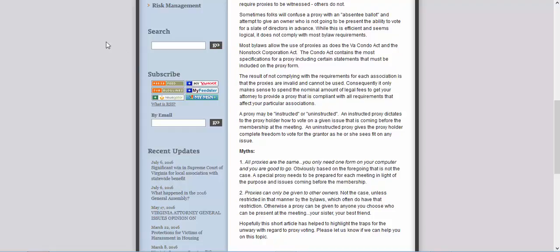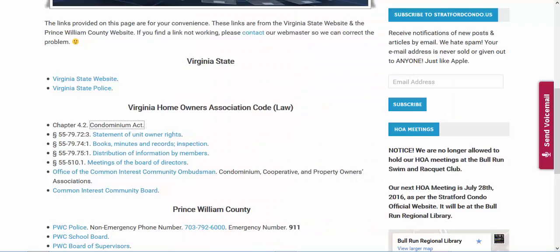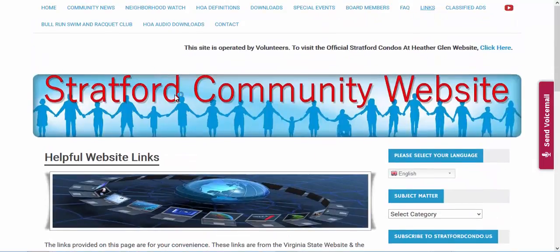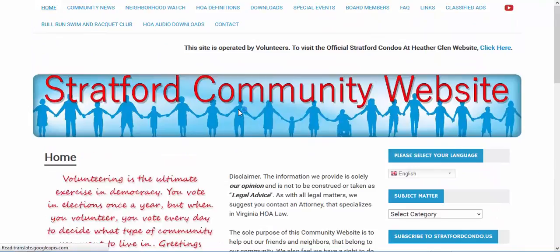Okay? So I hope this has helped dispel some of the myths that deal with the proxy. Like I said, it is a simple form, but by the same token, because it is a state-sanctioned document, it is also very critical that it is filled out properly and submitted through the proper channels that has the proper information attached to it. All right?